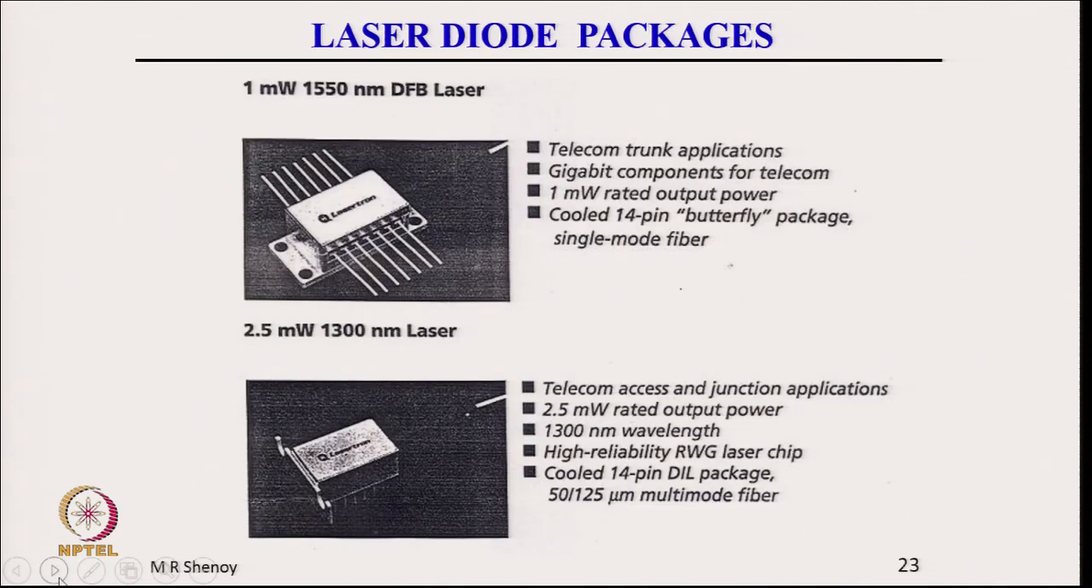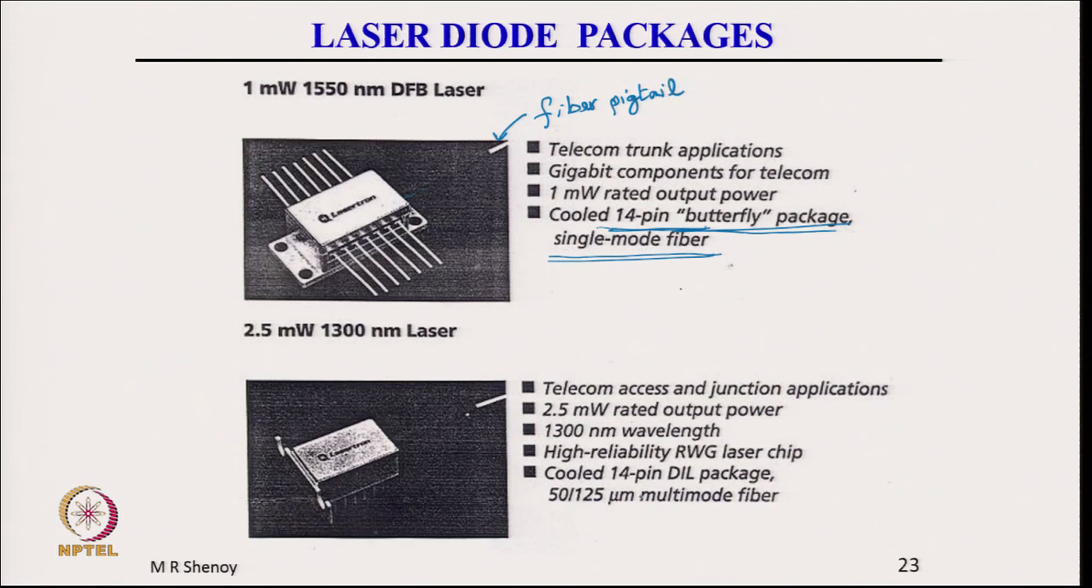Now, finally, I want to show laser diode packages, how the packages look like. Typical packages, this is called a butterfly package. It is a 14-pin butterfly package. This is from one of the companies' data sheet, Lasertron. So, a cooled 14-pin butterfly package and the output comes out to a single mode fiber. This I will show in another diagram. We can see this is the sleeve and here is the fiber. This is the fiber output. This is called a fiber pigtail, lasers with fiber pigtail.